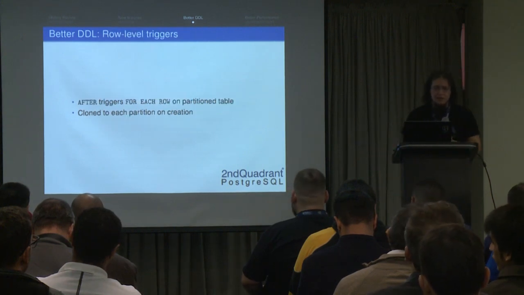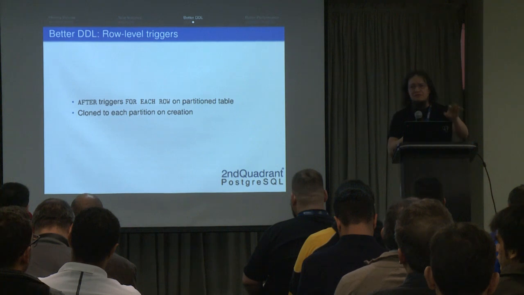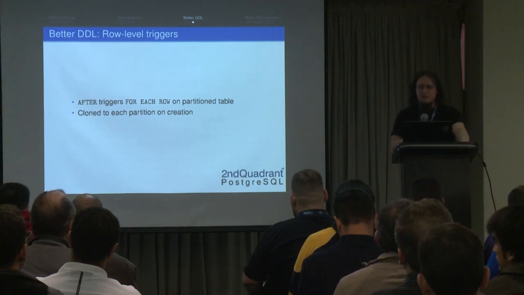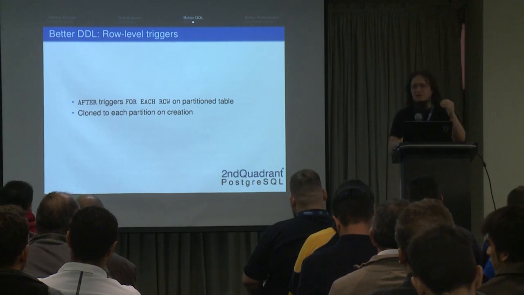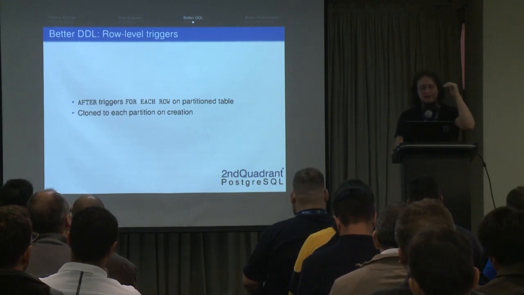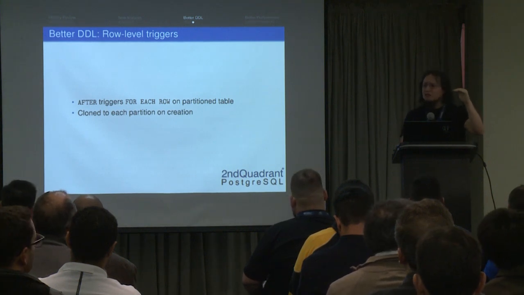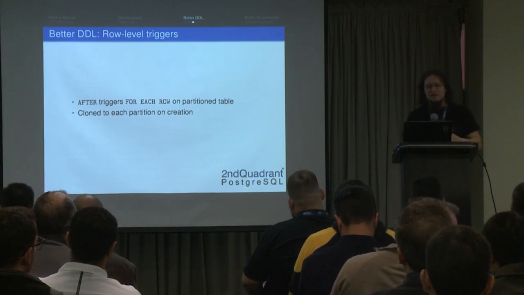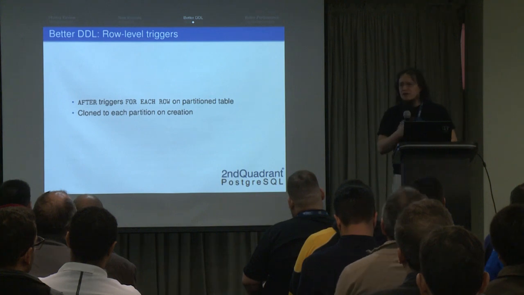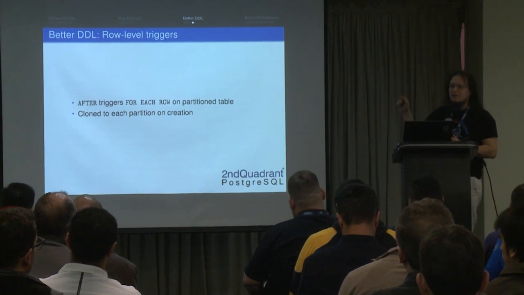And we have row level triggers also. Row level triggers were already supported if you created the triggers on each partition. That works on Postgres 10. But in Postgres 11, the new feature is that you can create an after trigger for each row that executes on the partitioned table, on the parent, and then all the partitions automatically inherit the trigger, and then it works everywhere nicely. So these are only after triggers, not before triggers.